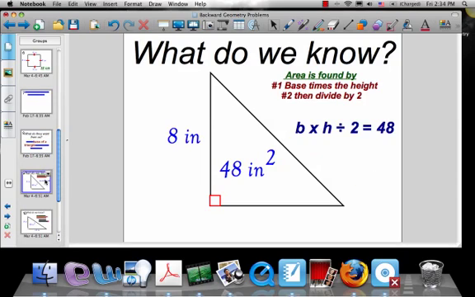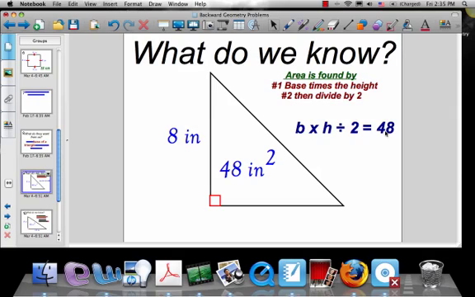What do we know? All right, well, this is what I know. I know I got a triangle. I know that my triangle has an area that's 48 inches squared. I know that the height of my triangle is 8 inches. I also know from my notes and formula sheet that the area of a triangle is a two-step process where we take our base times the height, and then last but not least we divide by 2. So it kind of looks like this. The base of the triangle times the height of the triangle divided by 2 equals the area, which was 48.